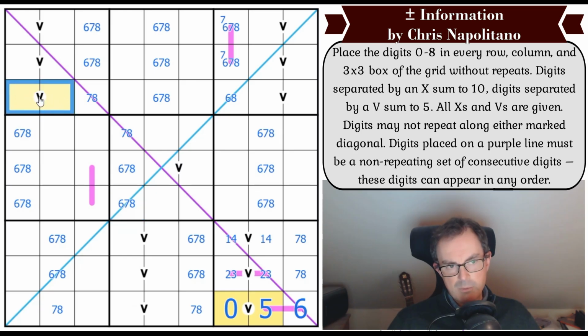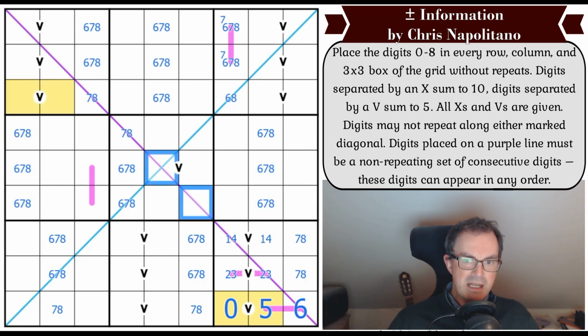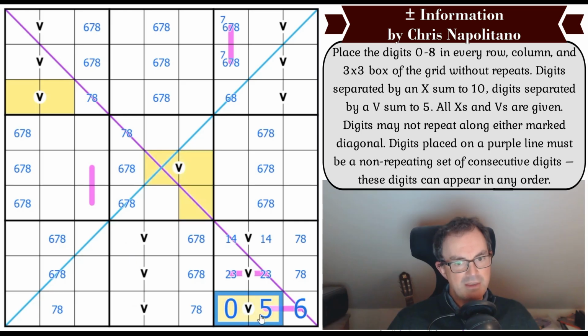Because if it was that one, where would we put the V domino on the negative diagonal? Yellow would have to go in those two squares, and that's impossible because this V is telling us that this is also yellow. I'd have 3 yellow digits, and there are only 2 digits to pick from in yellow. So that's wrong, isn't it?